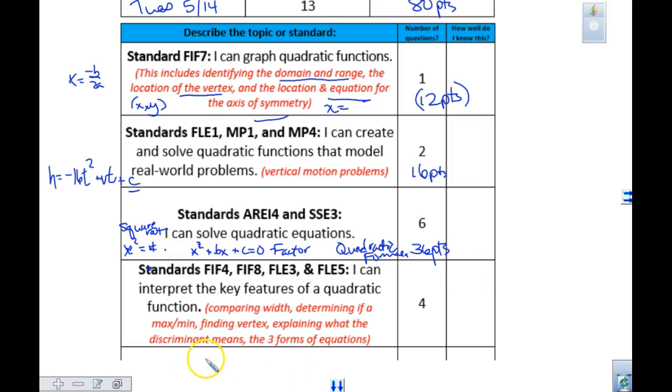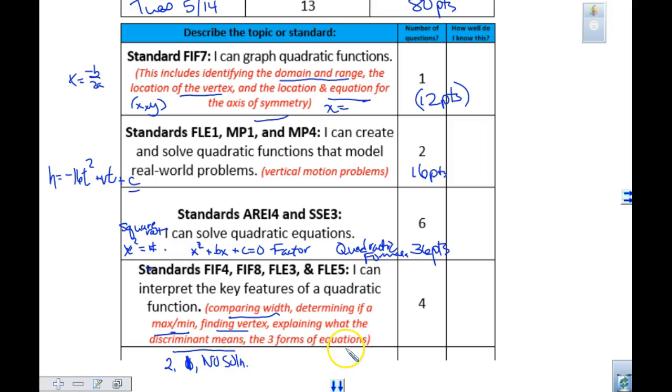The last part of the test, the last 4 questions, is to interpret the key features of a quadratic function. That means we're going to compare the width. We're going to determine maximum or minimum. We're going to find the vertex of it. We're going to explain what the discriminant means. So going back to the notes, when do you know you're going to have 2 solutions, 1 solution, or no solution? Make sure you're understanding that and that you can explain it.